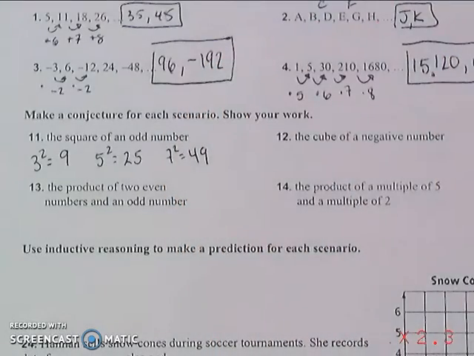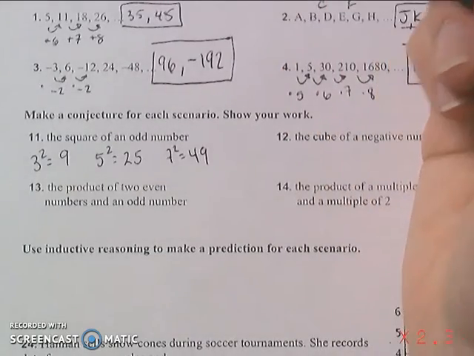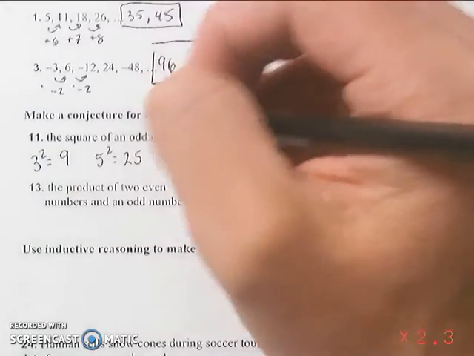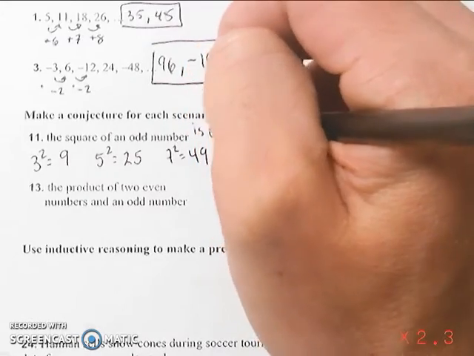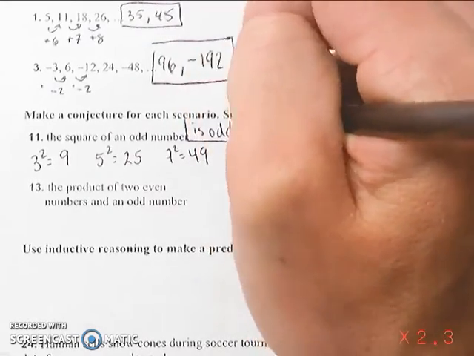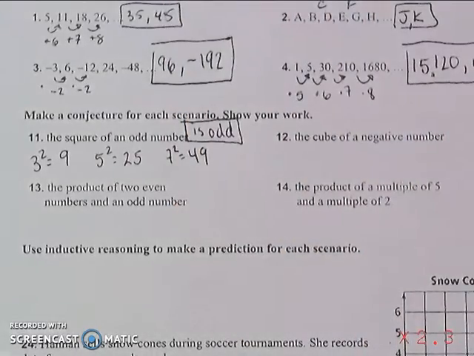What it looks like is happening, 9, 25, and 49, when I square an odd number, I get an odd number. Okay, so my conclusion or my conjecture is the square of an odd number is odd. Okay, so that's what I get. It's going to be an odd number. So we just try things.